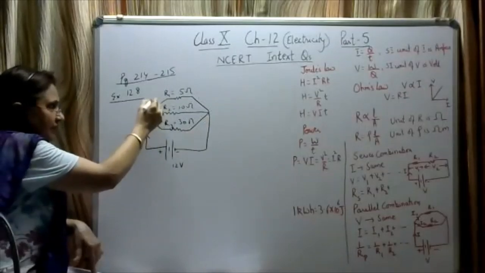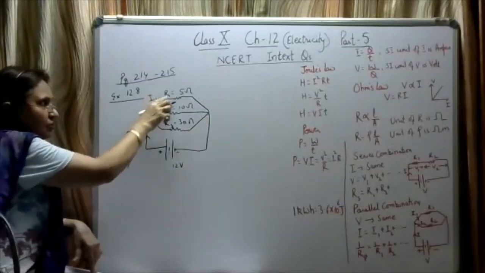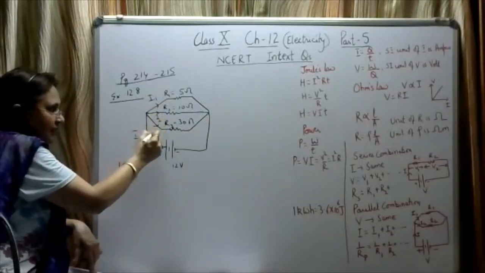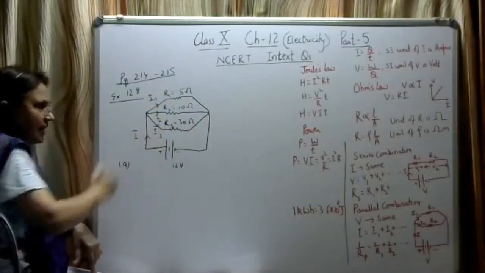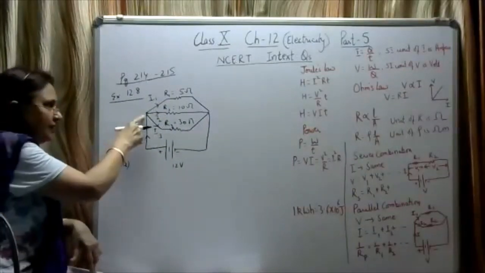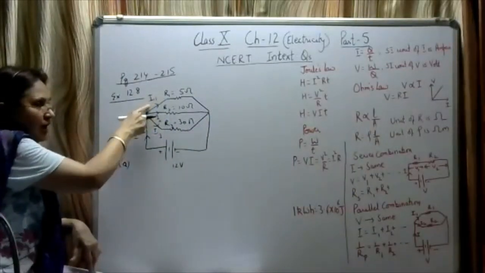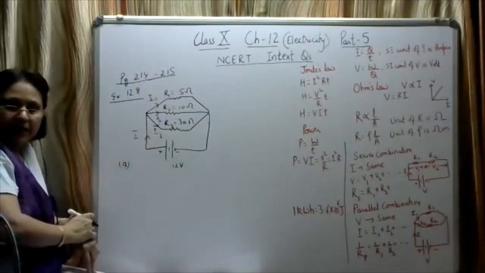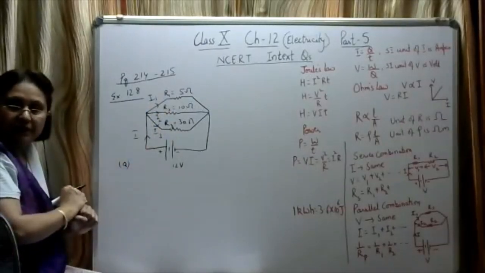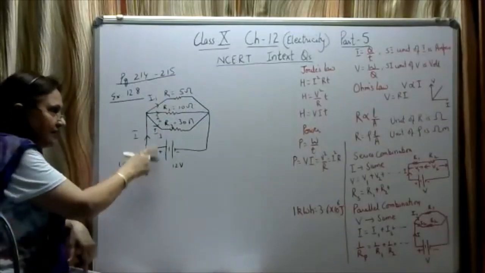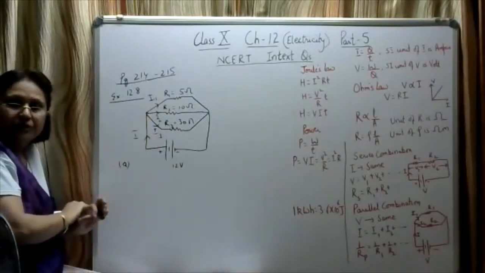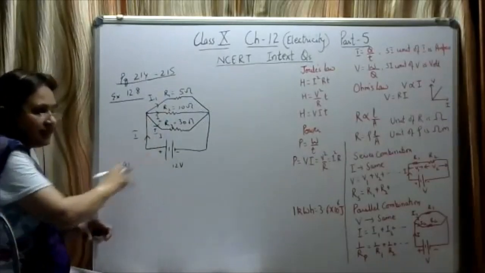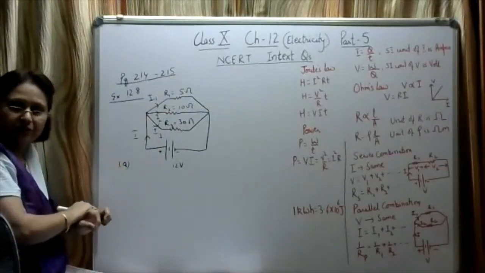This current will divide in three branches. Let the current through R1 be I1, the current through R2 be I2 and the current through R3 be I3. So here you have to determine I1, I2 and I3. As they are connected in parallel, we know that the potential difference across each resistor will be the same, and each one will get a potential difference of 12 volts.